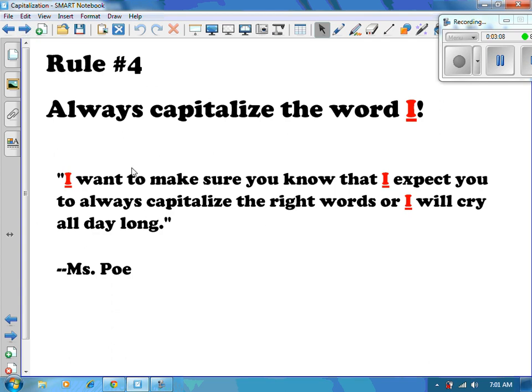Rule number 4 is to always capitalize the word I. We often don't see this, especially in texting language, but you always want to capitalize I. And there's an example: "I want to make sure you know that I expect you to always capitalize the right words or I will cry all day long." So always make sure to capitalize that I.